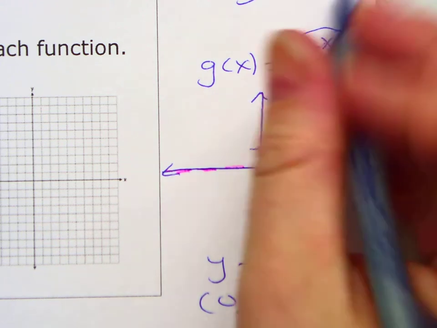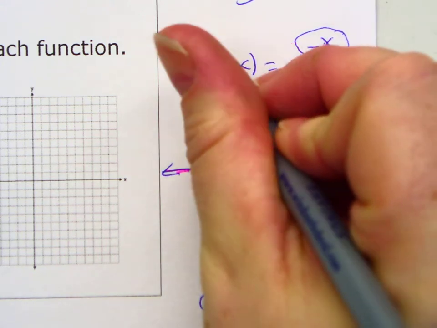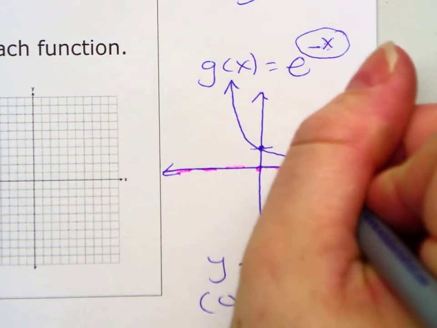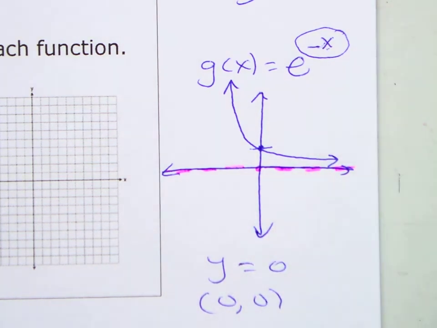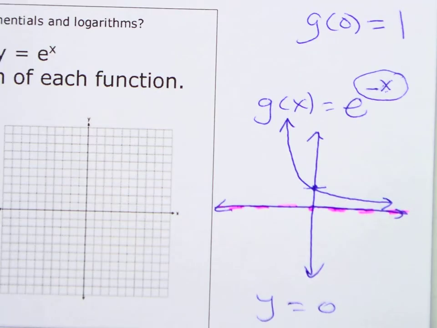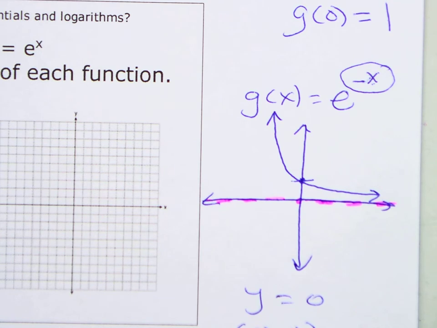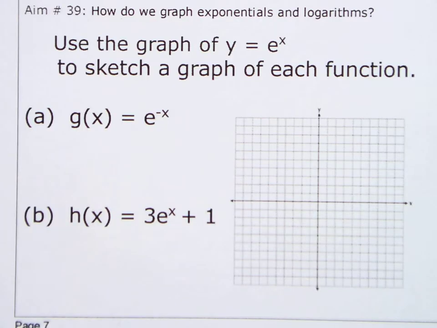Negative 1 is 2.7. So when your x is negative, it reflects over the y-axis. You're done. That's all we're going to do: we draw that one point and just approximate what this thing looks like. It's a sketch. Right? It's a sketch. All right. Letter B. 3e to the x plus 1.